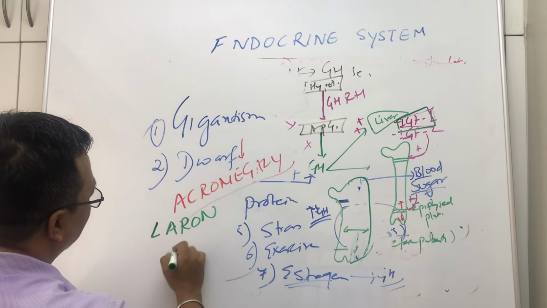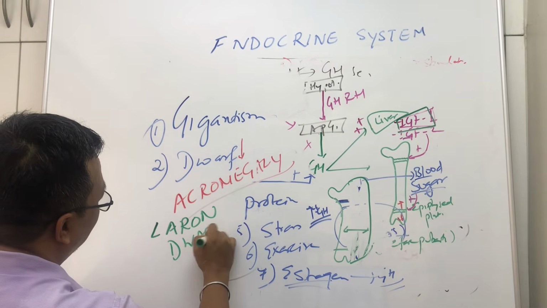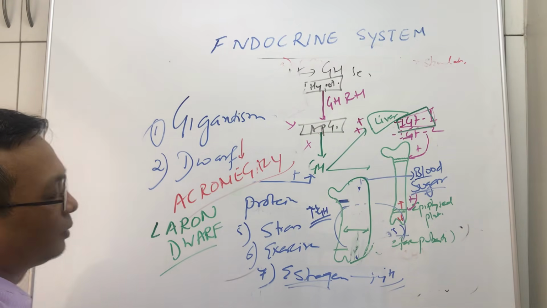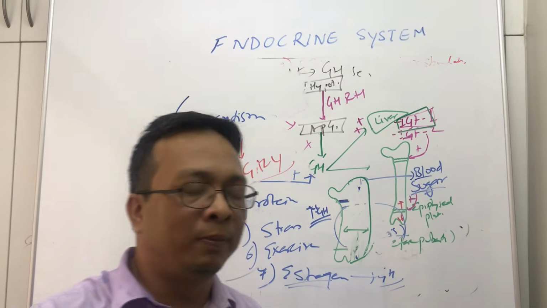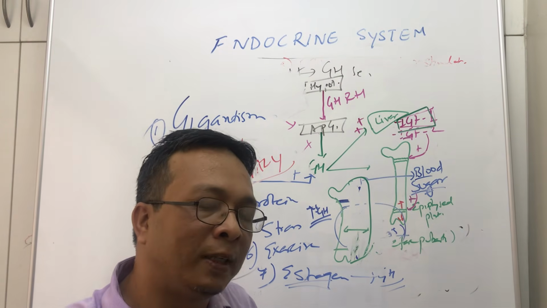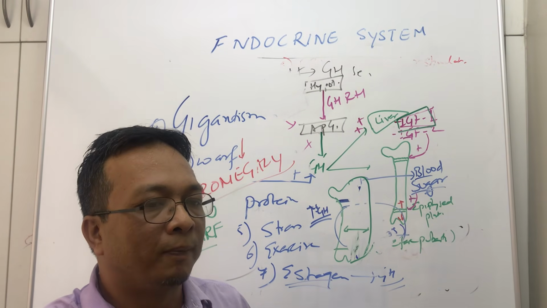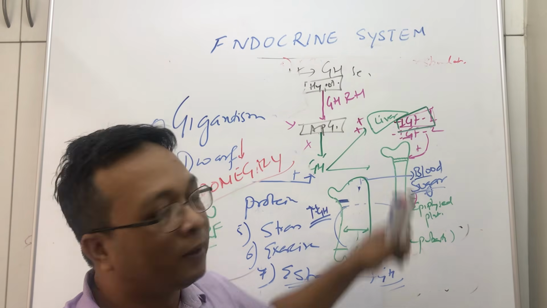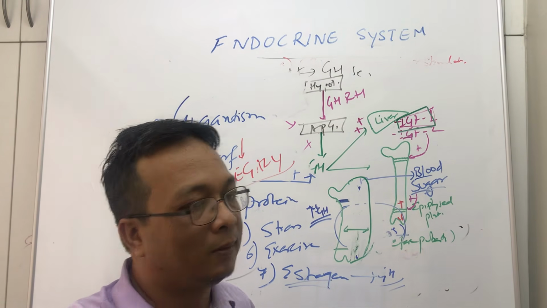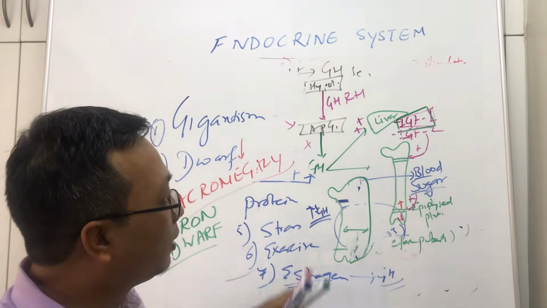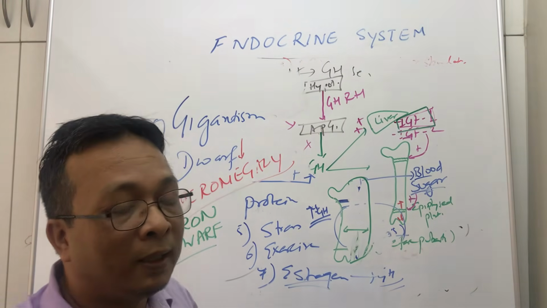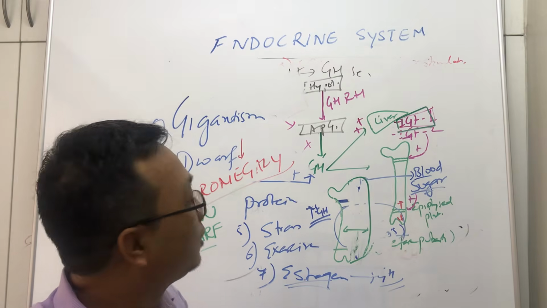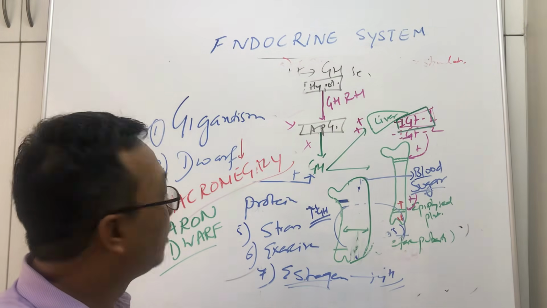It comes as a 1 mark question. Laron dwarf is typically the whole tribe. It's a genetic disorder, like in African pygmies. The whole tribe is dwarf because they have deficient IGF-1. The growth hormone is normal, but the liver is not making enough IGF-1. So that kind of dwarfism is called Laron dwarf.